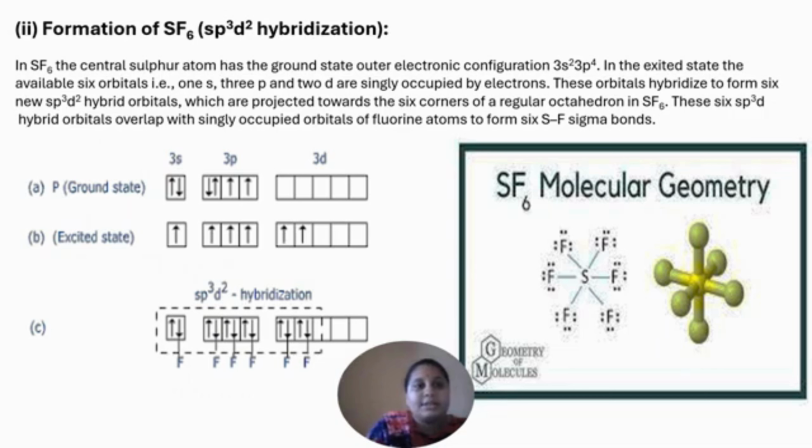Formation of SF6, that is sp3d2 hybridization. Here the electronic configuration is 3s2 and 3p4, and in the excited state one 3s, three 3p and two 3d orbitals are occupied, and these orbitals hybridize to form 6 new sp3d2 hybrid orbitals, which are projected towards the 6 corners of a regular octahedron in SF6. So these 6 sp3d2 hybrid orbitals overlap with singly occupied orbitals of fluorine atoms and form 6 S-F sigma bonds.